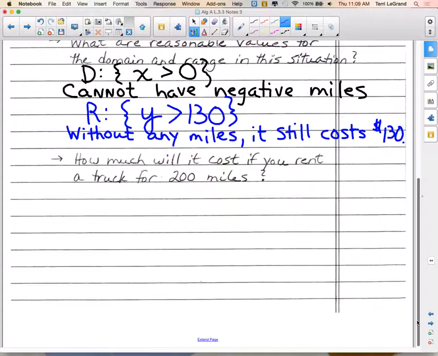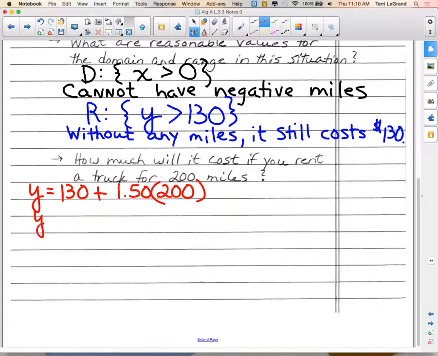Okay, how much will it cost if you rent the truck for 200 miles? $430. How'd you get that, Andrea? 200 times the 1.50, and then added the 130. In other words, we're using our equation here, aren't we? Here's our equation, just substituting in the 200 miles.